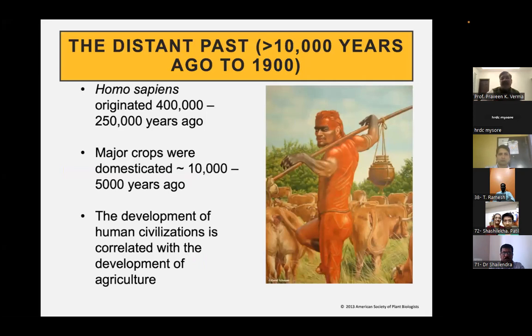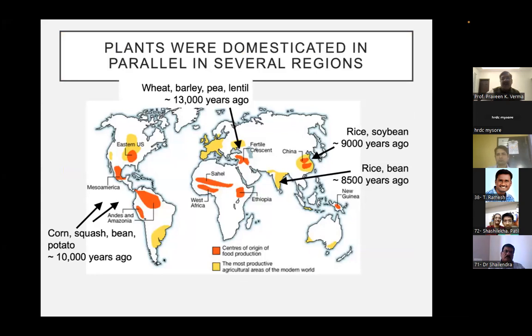If we talk about the distant past, near about 10,000 years back, our forefathers were nomads, and from nomads they started forming societies. Most of the societies developed on river banks, because they found lands for agriculture, and for agriculture you have to sow the seeds and wait for the crop to get harvested.